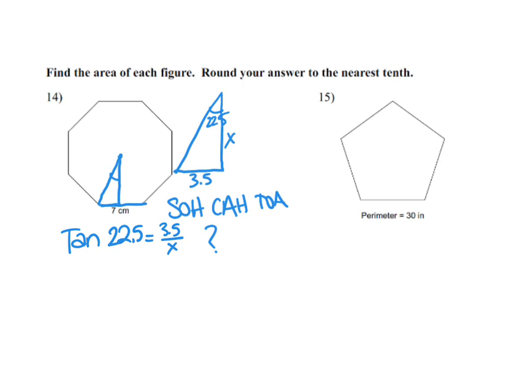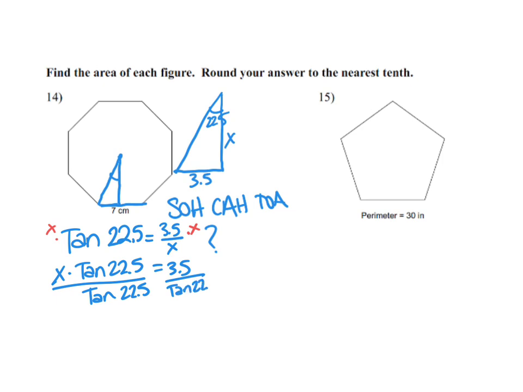This is the one that takes a little bit more work because I'm going to multiply by x on both sides. So then I have x times the tangent of 22.5 equals 3.5. So I actually have to divide to get the x by itself. What do you get when you type this in your calculator? What will x equal?